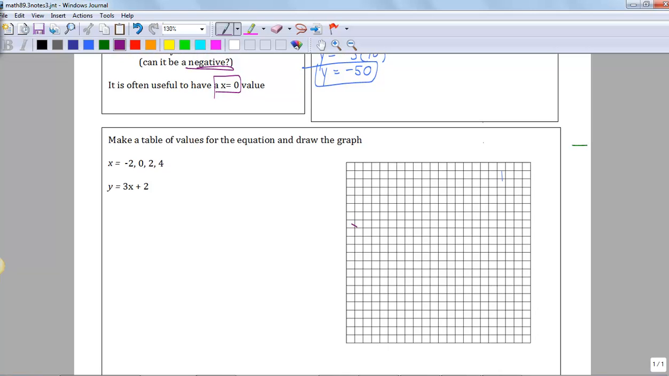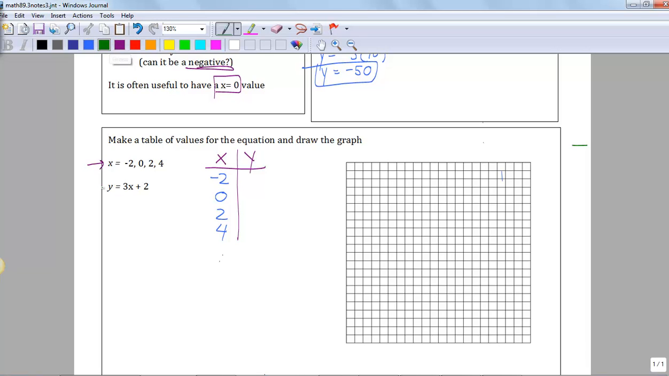It says make a table of values for the equation and then draw the graph. Okay, so table of values, there's my x, there's my y. This one chooses our x's for us. Awesome. So I've got an x at -2, 0, 2, and 4. I'm on my way to getting ordered pairs to graph, but I don't know the corresponding y yet.